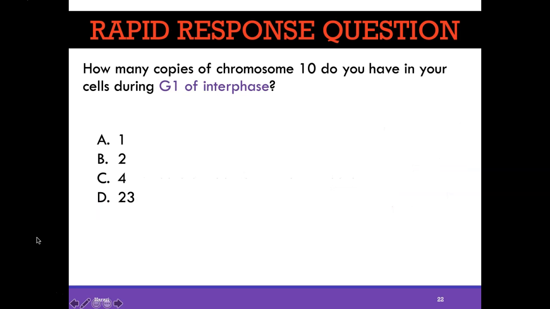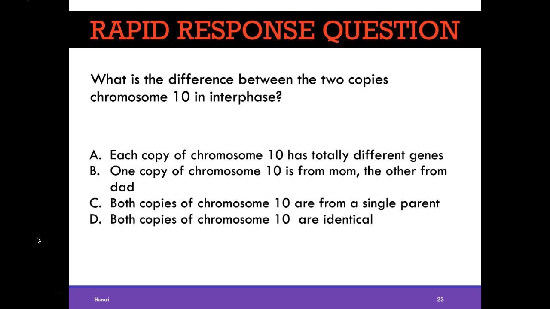So let me test you again on this concept. How many copies of chromosome 10 do you have in your cells during G1 of interphase? Normally, how many copies of chromosome 10 do you have in your somatic cells? The answer is 2. You have 1 copy of chromosome 10 from mom and 1 copy of chromosome 10 from dad. Those 2 copies are homologous to each other. What is the difference between the 2 copies of chromosome 10 in interphase? The answer is 1 copy of chromosome 10 is from mom, the other is from dad.